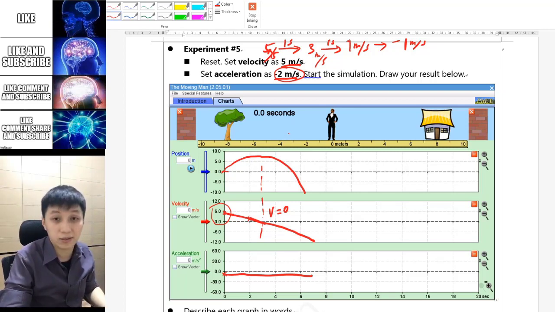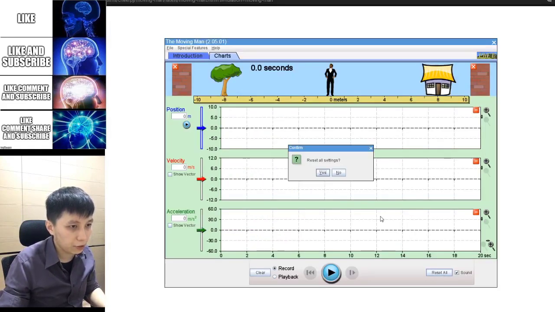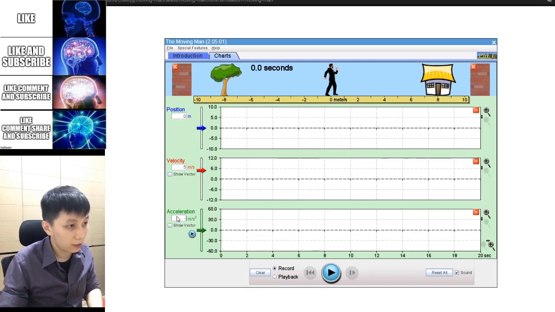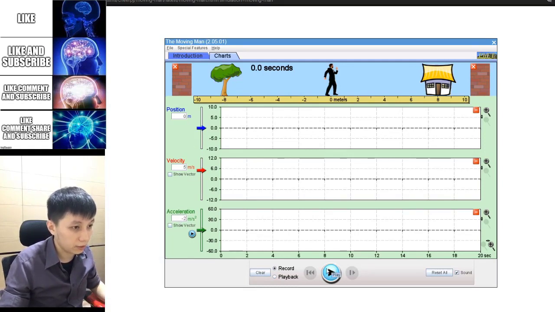So let's try to see whether my prediction is correct. Okay, so let's check. Make sure you have reset it, and velocity to be 5 positive, acceleration -2. So let's start.